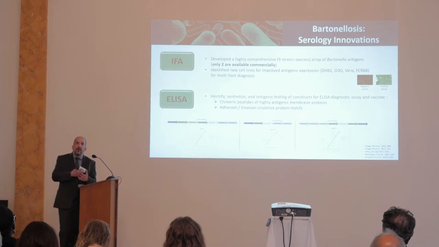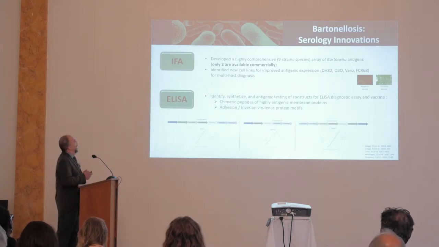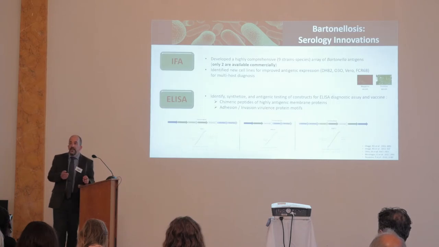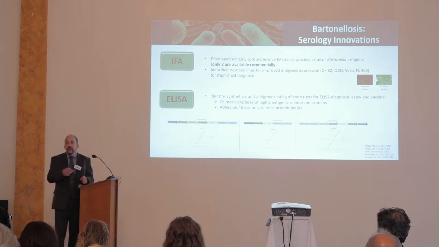We have our own cultures. We have our intracellular culture of at least 9 different species and strains. So we have a pretty good potpourri of the most common, at least human or dog and cat pathogens, in order to screen for, but it's a long way to get to the 45 that I showed you before.